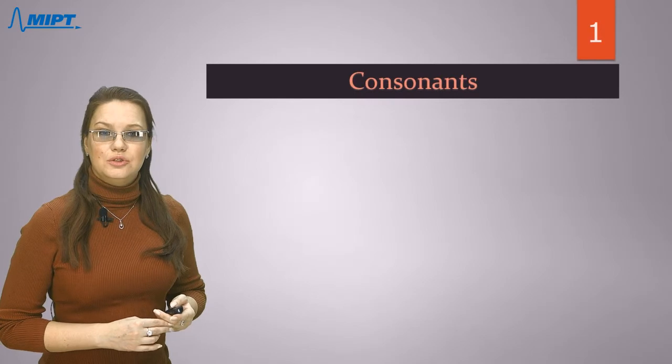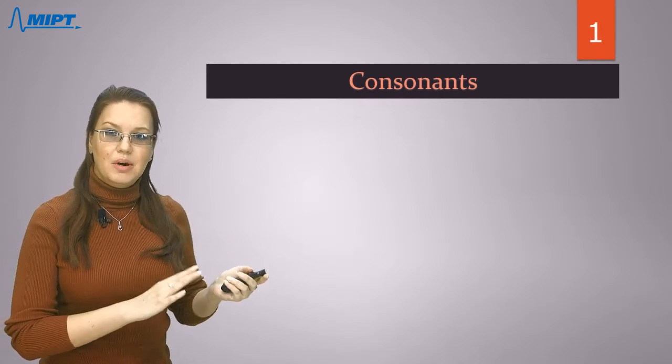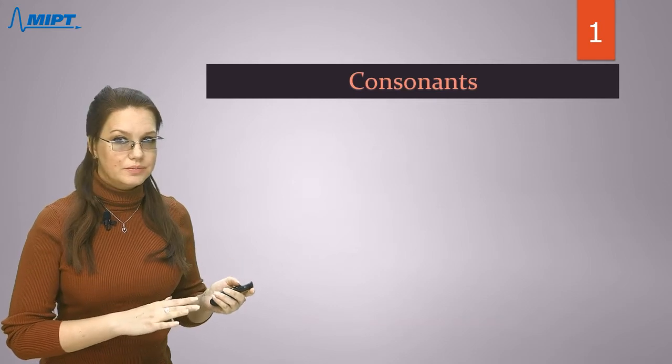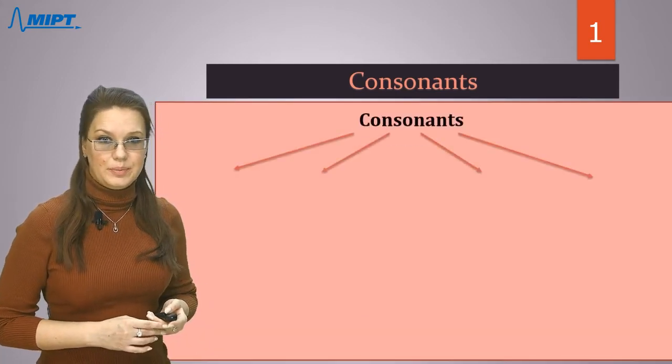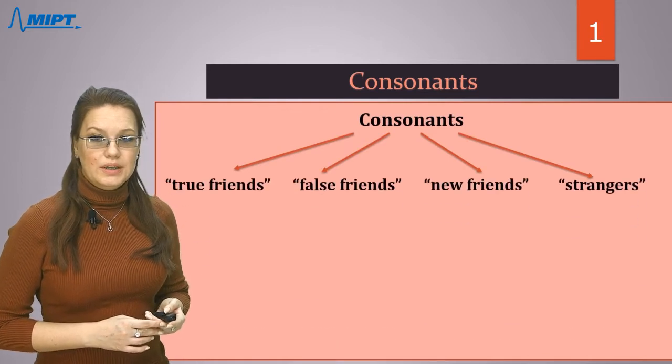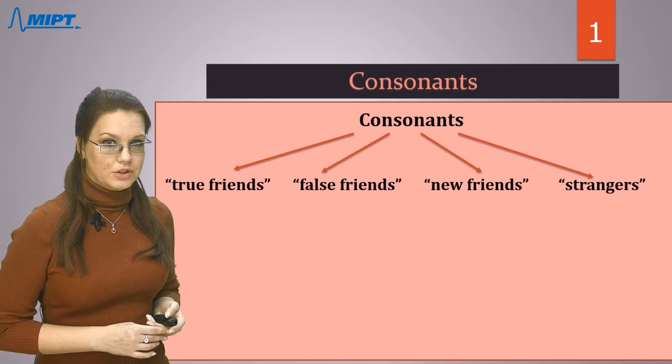Now we start to talk about consonants. You see, the rest part of Russian sounds are consonants. Let's get started. So I can say that we can make 4 groups of Russian consonants.